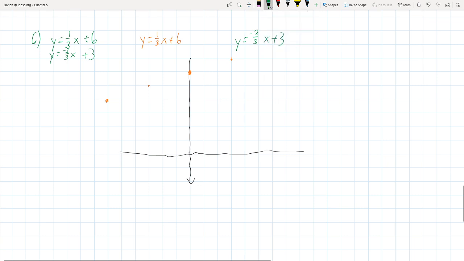Alright, now I'm going to go up to 3. 1, 2, 3. And my change is negative 2/3. So I can go down 2, 1, 2, and right 3, 1, 2, 3. Or I can go up 2, 1, 2, and left 3, 1, 2, 3. Hey, we have an intersection right here.